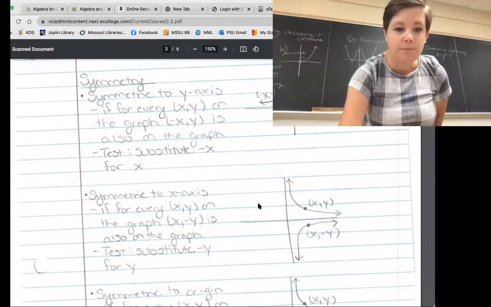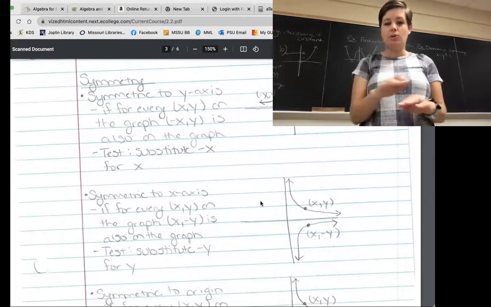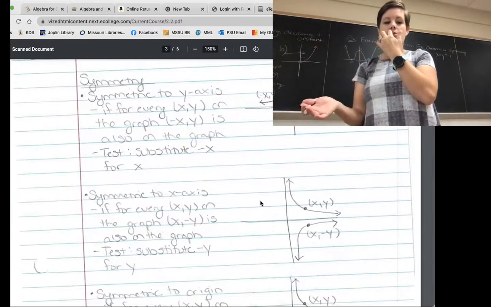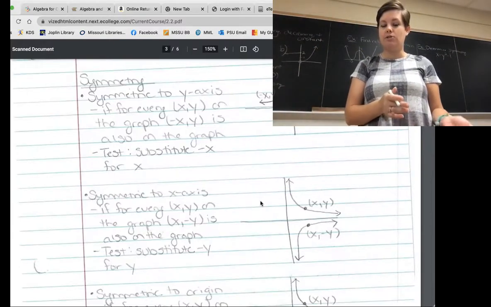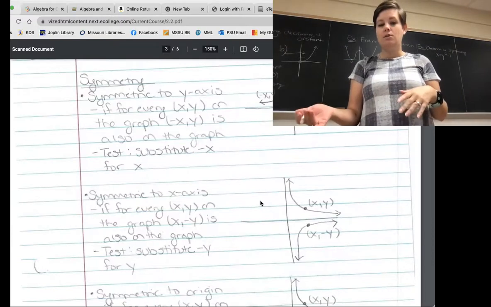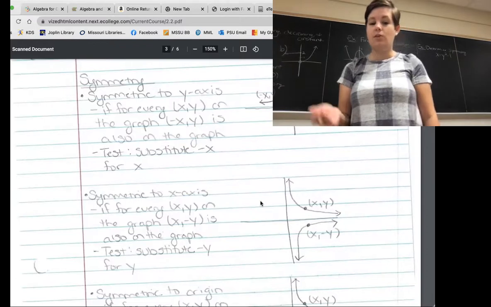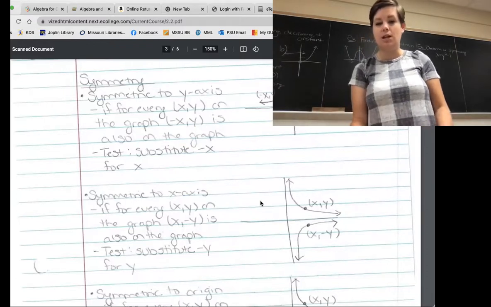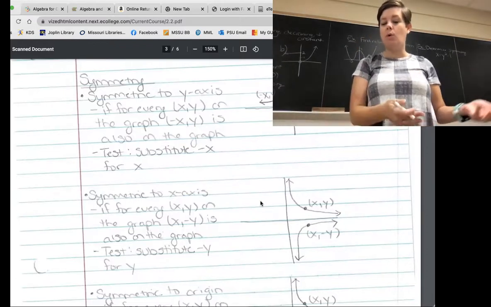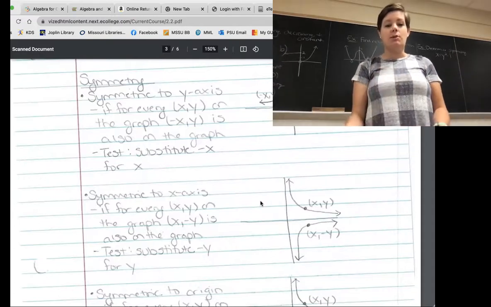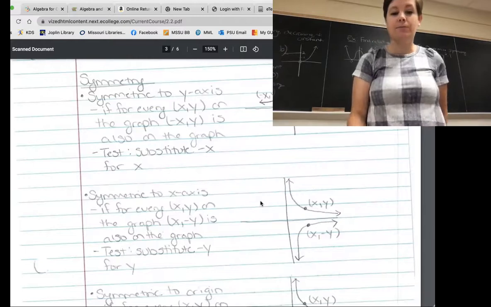So similarly, if you're symmetric about the x, that's your horizontal, so you're folding this way, up and down. So for every x, y on the graph, there's an x, negative y. So our y's are what's changing this time instead of our x values. So in this case, we substitute in a negative y for our y's in the equation. And if we get the same equation out, then we know it's symmetric to the x-axis.